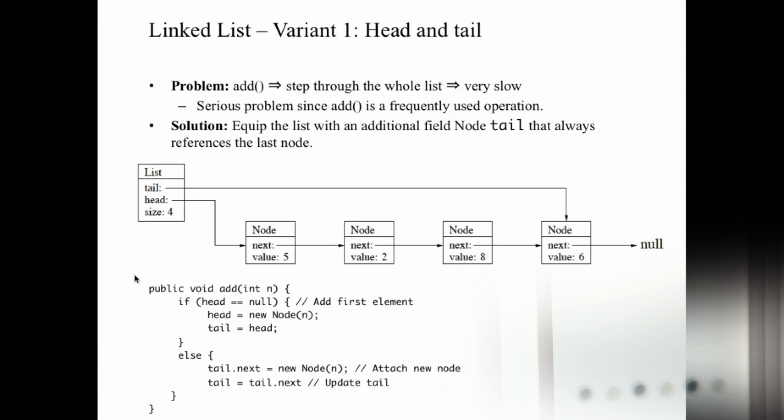So for example, if you want to add or remove an element at the end, then you don't need to start from the beginning and go all the way through. You can simply use the tail pointer to remove or add elements at the end.